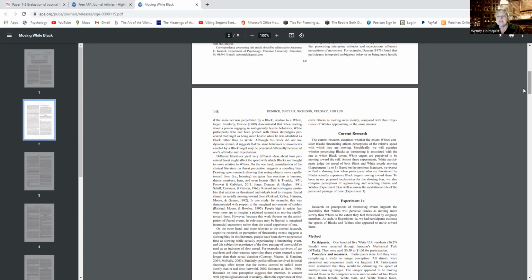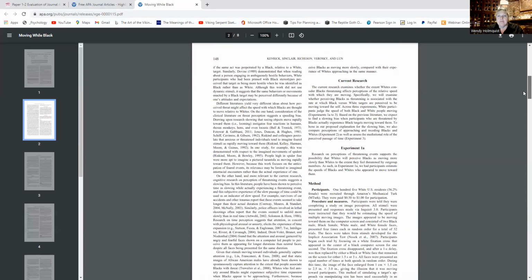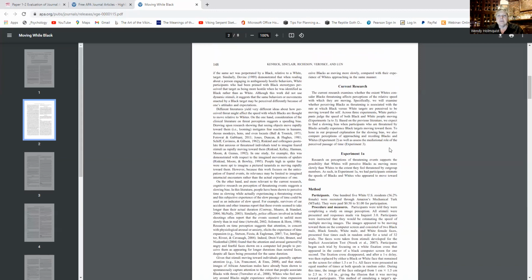Usually the hypothesis, which is their prediction of what's going to happen in the study, is usually in this paragraph that is right before they move into their research. Okay. Let's see, slight bias. We also compare perception. Okay, so this first part is they're telling us current research, what they're doing.